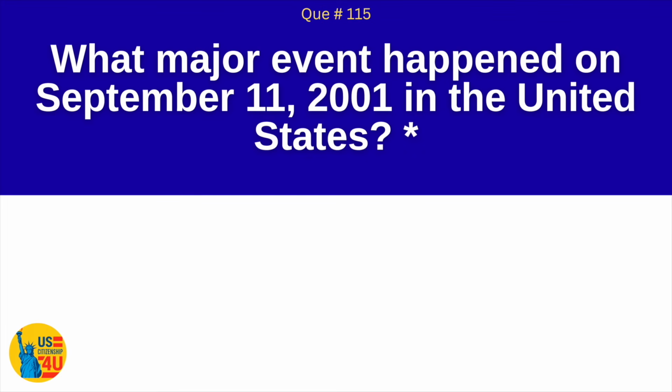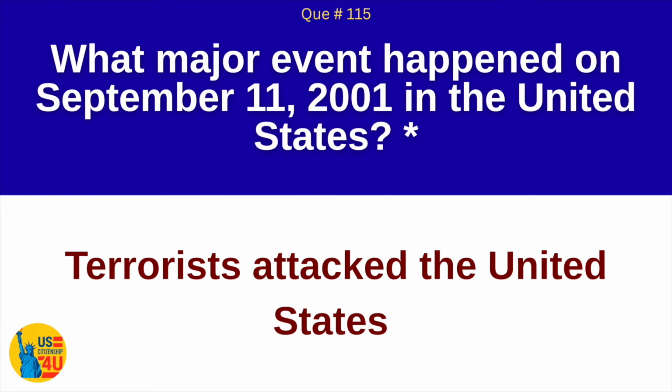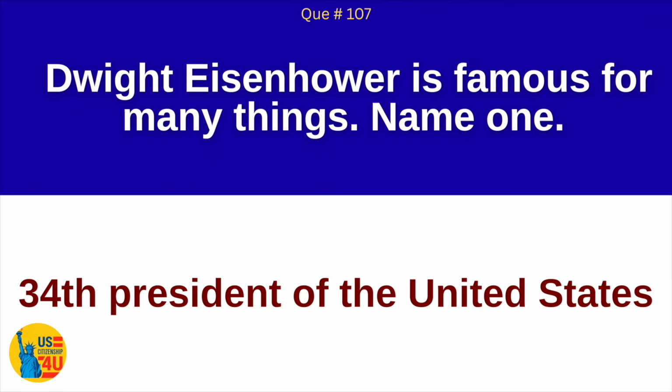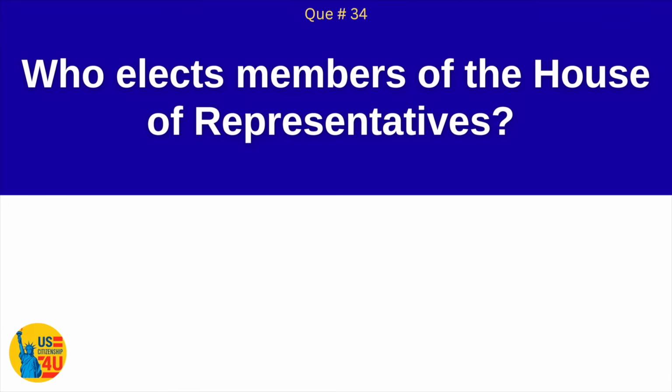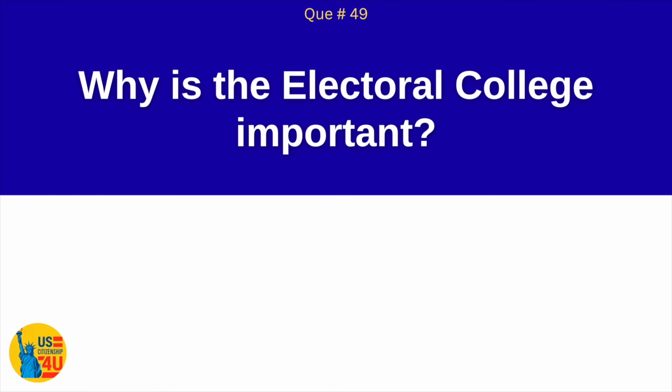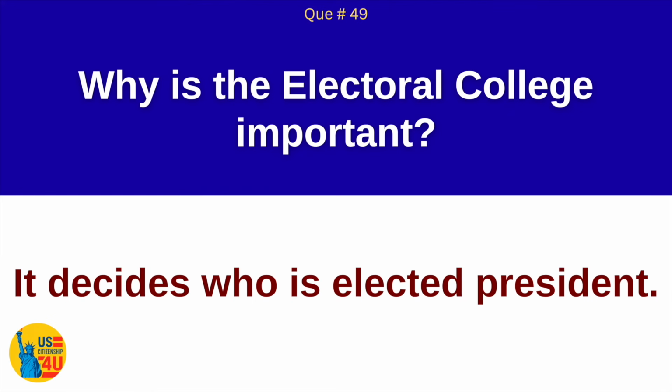What major event happened on September 11, 2001, in the United States? Terrorists attacked the United States. Dwight Eisenhower is famous for many things. Name one. 34th President of the United States. Who elects members of the House of Representatives? Citizens from their congressional district. Why is the Electoral College important? It decides who is elected president.